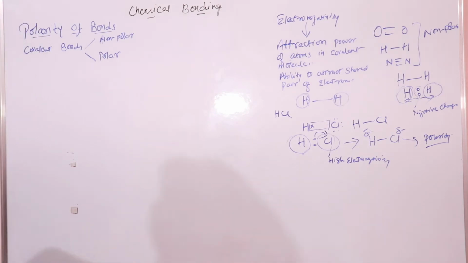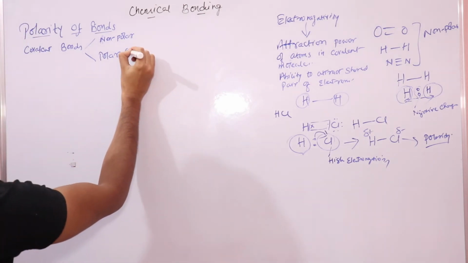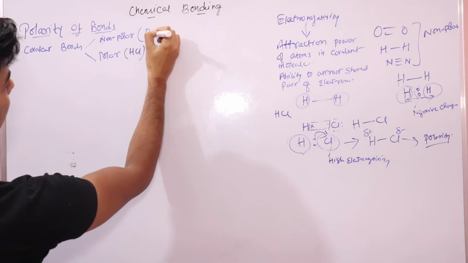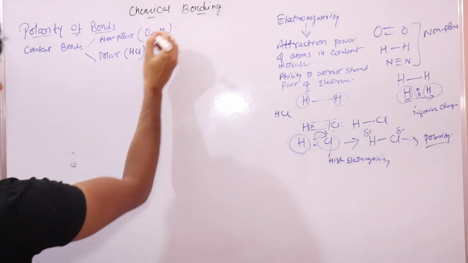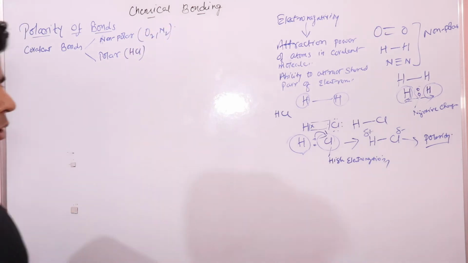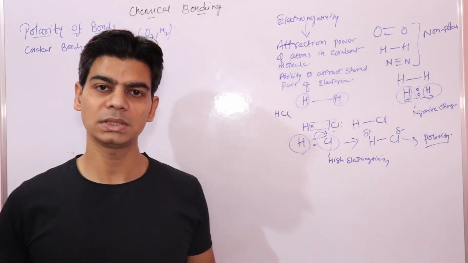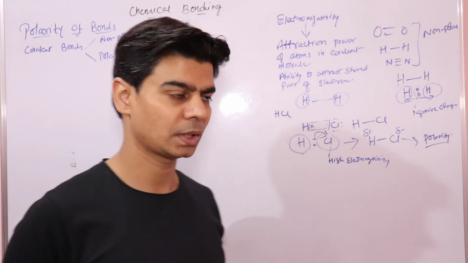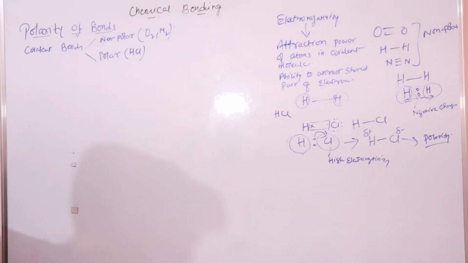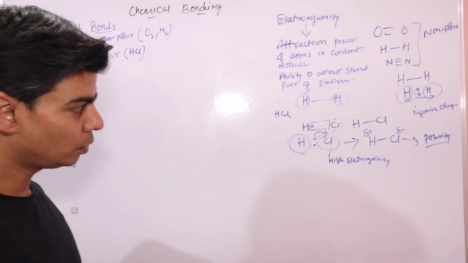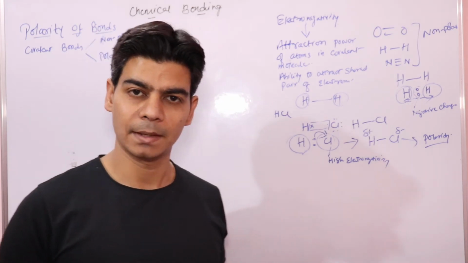This is what we call a polar covalent bond, right? This is a polar covalent bond, and the reason for a polar covalent bond is the electronegativity difference, right? Now we'll be looking into an extreme case.